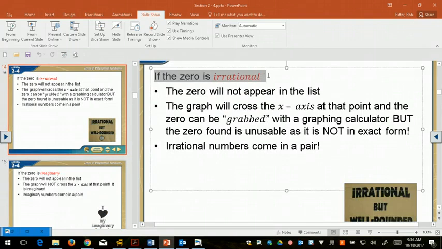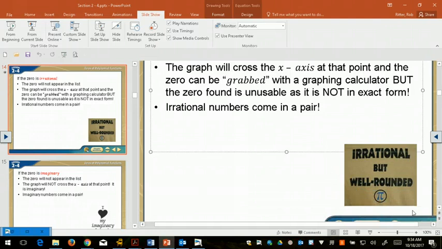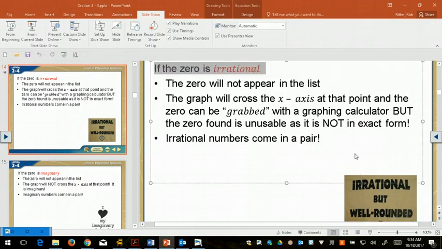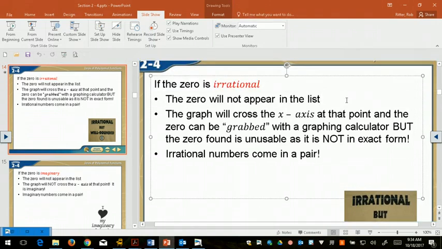Irrational. If the zero is irrational, well, there's your next thing. The zero will not appear in the list because it doesn't have square roots on that list. We can't generate them using coefficients. We will still see it cross the x-axis, but we can't get it from the calculator as an exact value, only as a decimal approximation. Also, the irrational numbers come in a pair. And you know this because when you solve using the quadratic formula, you get the plus or minus square root, right? Same thing with the complex answers. They're going to come in pairs.